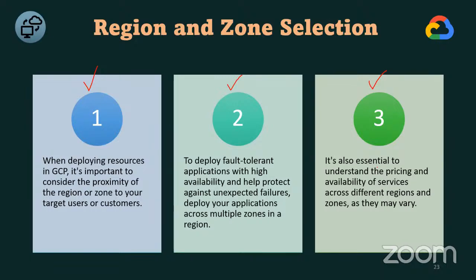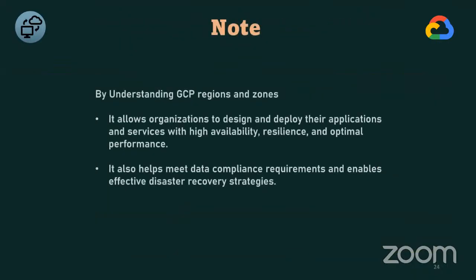Hope that is clear. Finally, here we have the note, guys. Understanding the GCP regions and zones allows organizations to design and deploy their applications and services with high availability, resilience, and optimal performance. Yes or no? So with the knowledge of GCP locations, you can now understand that if I select a proper region or zone, I get my application with high availability, optimal performance and less latency. That is what we understand so far.